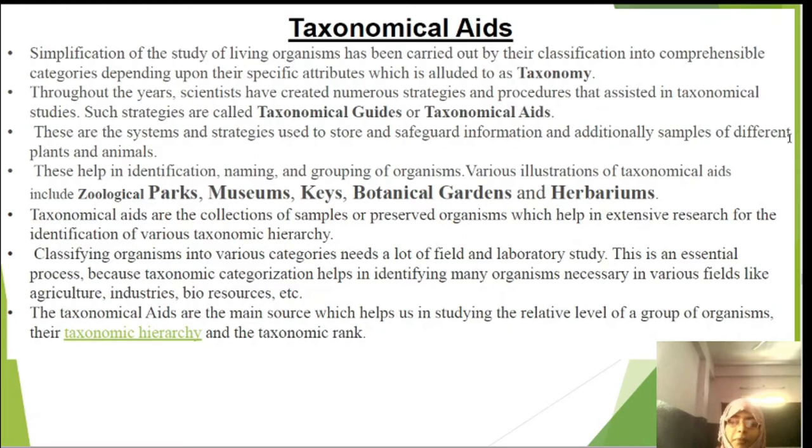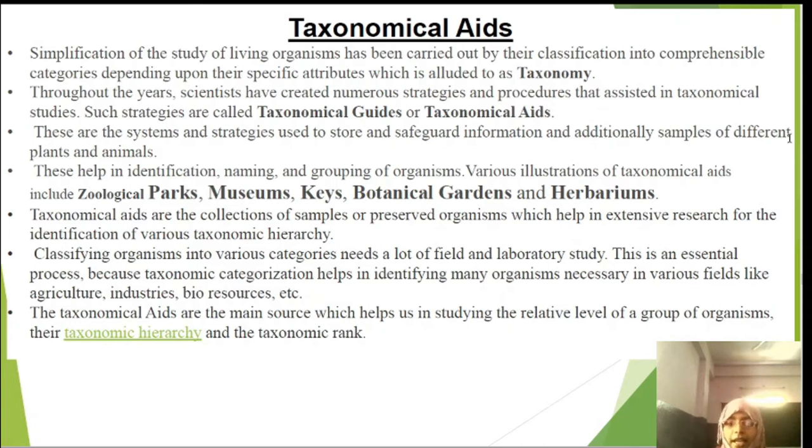Plants are kept in a particular manner so that they can be studied for further use. Taxonomical aids are the collection of samples of preserved organisms which help in extensive research for the identification of various taxonomic hierarchy. In simple terms, they collect the various samples and preserve them in a clear manner so that they can be used for research purposes by future generations.